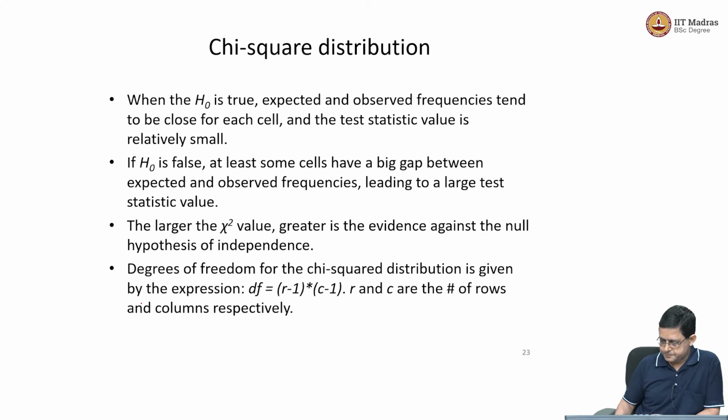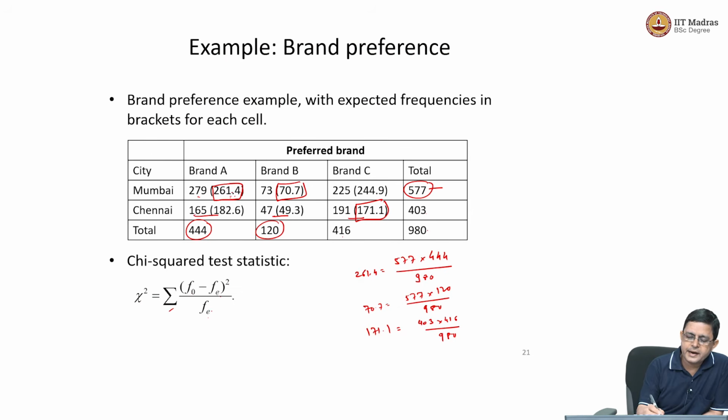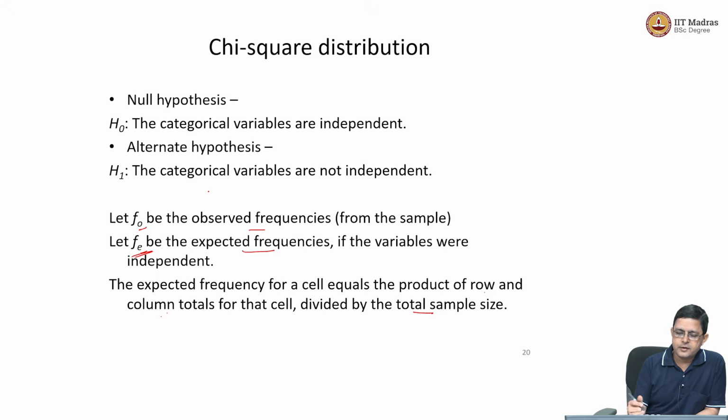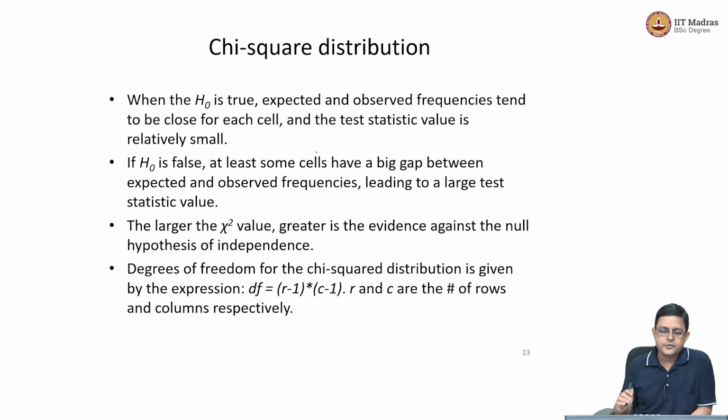But when am I going to get expected frequency close to the observed frequency? I am going to get this observed frequency close to the expected frequency only when the null hypothesis is true, only when the categorical variables are independent. So, when the null hypothesis is actually true, the expected frequencies and observed frequencies are going to become close to each other, and the test statistic is going to be relatively small.